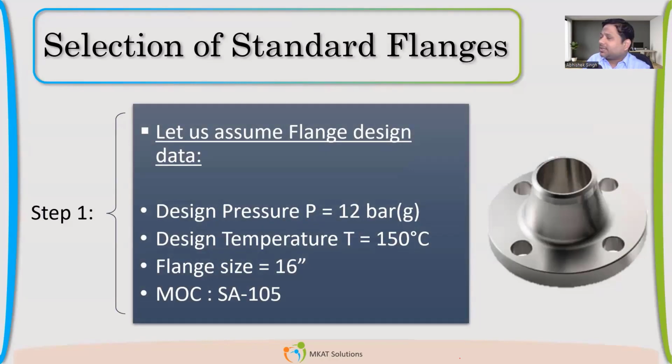So let us have some data so that it will make our life easier to do a selection. Design pressure, let us take, I am designing a flange with a vessel with 12 bar gauge pressure. Design temperature is 150. Flange size is 16 inch. Material is 105. Now I have to select a proper rating for this flange. What will I do?